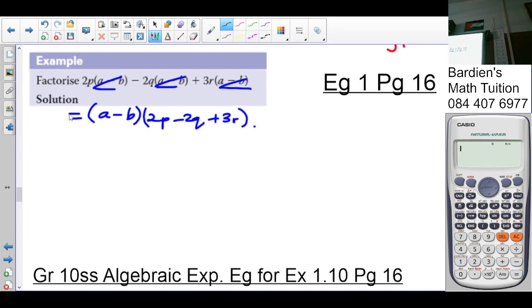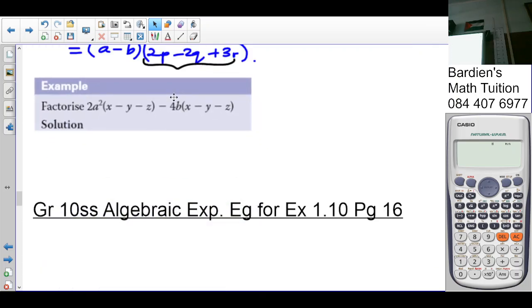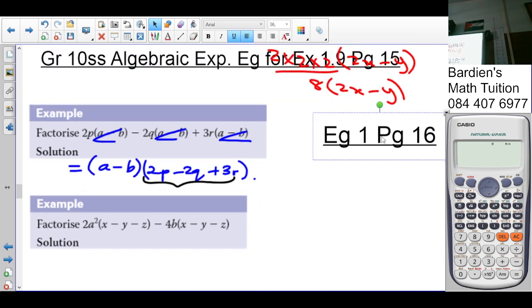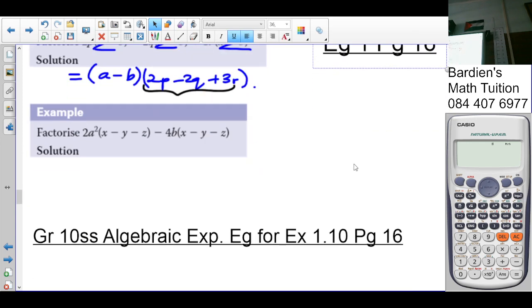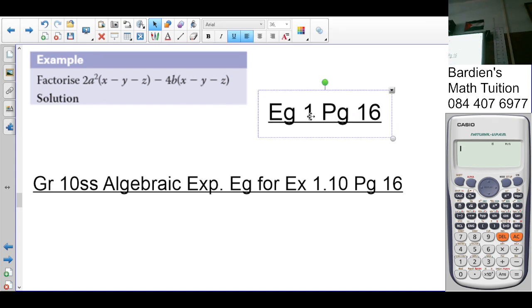If we have a common factor in the second bracket or in the first bracket, again we will take out the common factor there. Or if there's any other type of factorization that can apply, we would apply it at that point. Okay. This is example 2 on the same page. Page 16. Example 2.